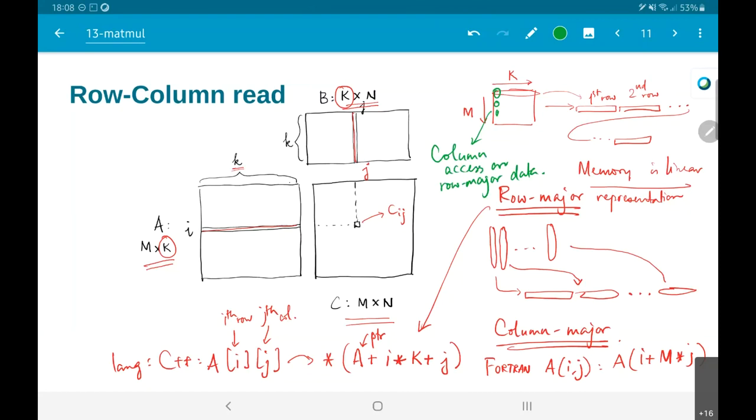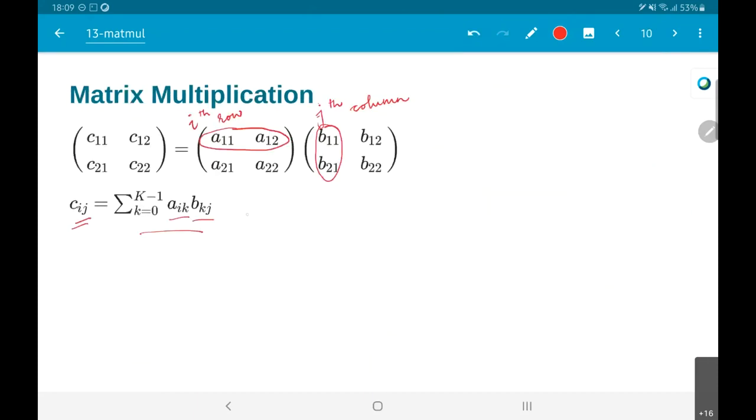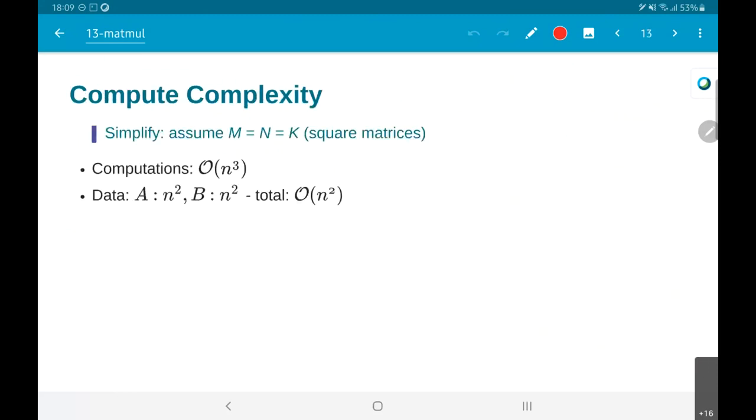Okay, that's one of the things that we need to take care of when we are implementing something like matrix multiplication. So let's first try and understand the computational complexity involved in matrix multiplication. I'm going to assume for simplicity that I'm dealing with square matrices where m is equal to n is equal to k. In general, I just use the letter n to refer to the size. So the number of computations is order of n cubed. Why is that? Because if you look at this, each element involves n mult and n minus 1 add, which is basically O of n operations. And how many such values need to be computed? N square, because the size of C is n cross n.